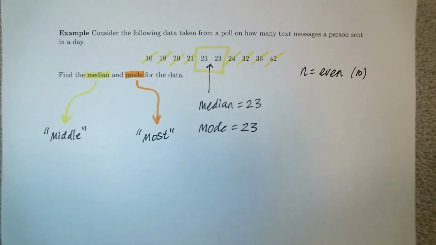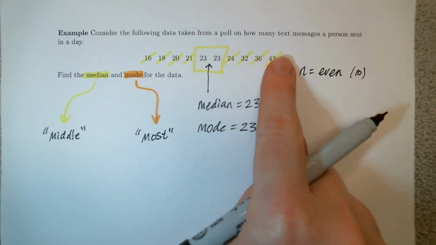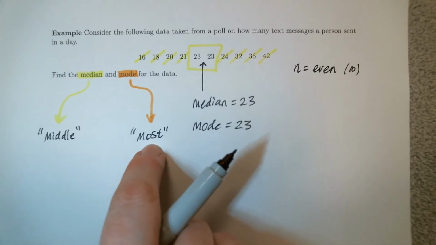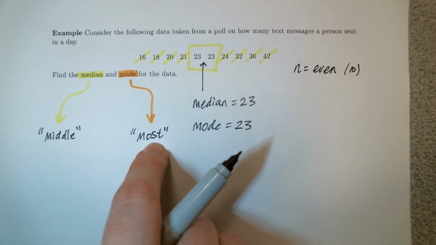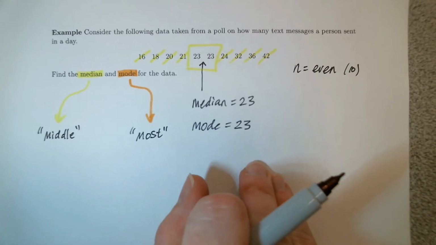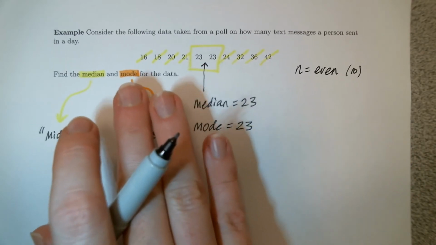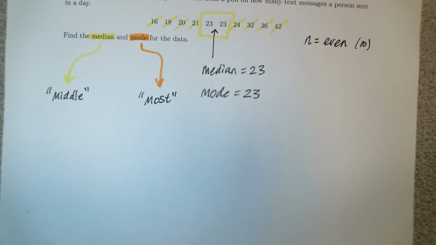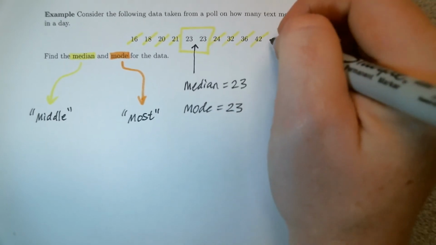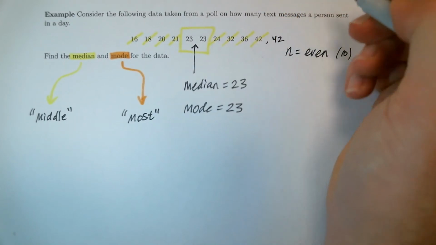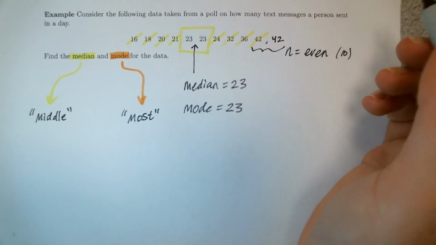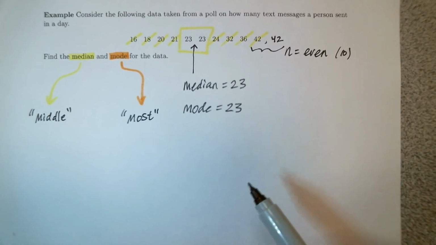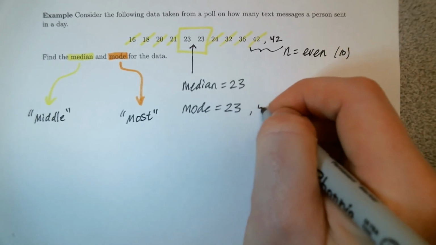Now, if all of your data values occur the same number of times, then there is no data value that occurs most often, because then they would all occur the same number of times. So it is possible for your data set to have no mode. It's also possible for your data set to have multiple modes. For example, if I tack on the data value 42 to this list, then we would have 23 and 42 both occurring 2 times, in which case this data set would not only have a mode of 23, but also 42.